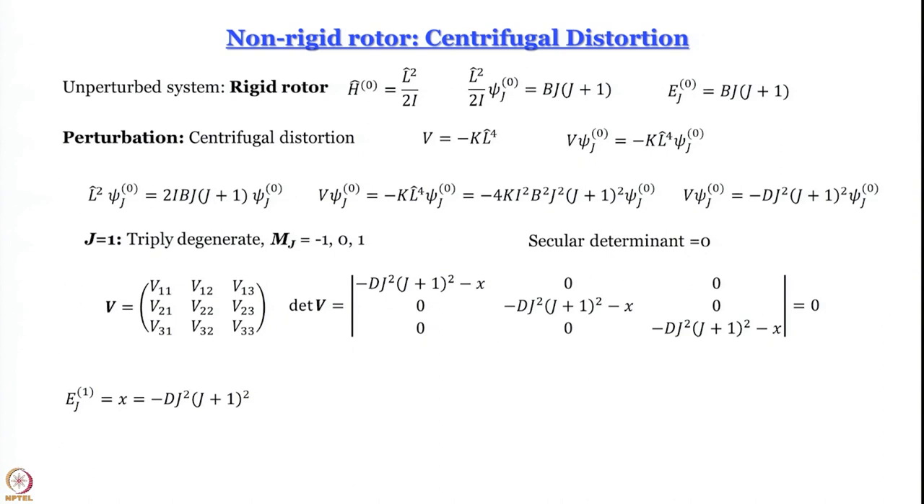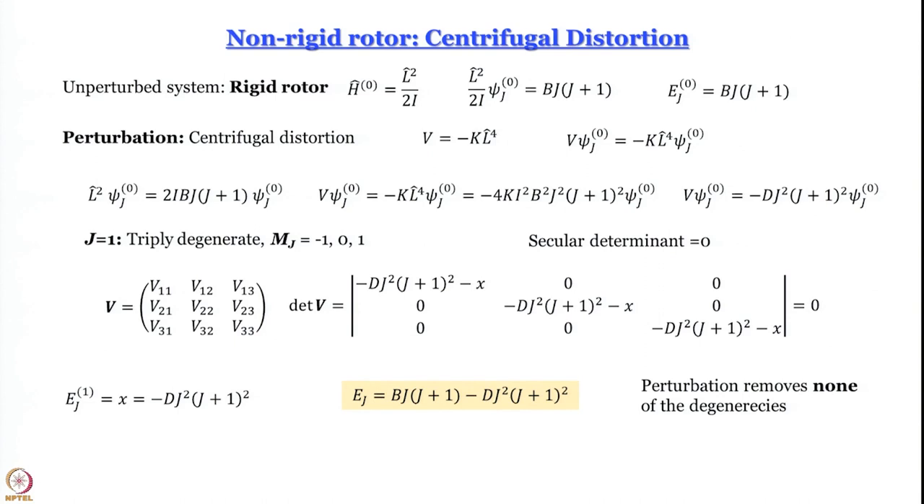It has three roots, but the three roots are identical, isn't it? Because what we have essentially is minus d into j square into j plus 1 whole square minus x whole square, whole cube equal to 0. So, the roots are identical, and we have the same amount of correction to energy for centrifugal distortion no matter what M value we have chosen. Okay. So, this is the expression that we get. Ej now instead of Bj into j plus 1 becomes Bj into j plus 1 minus d j square into j plus 1 whole square.